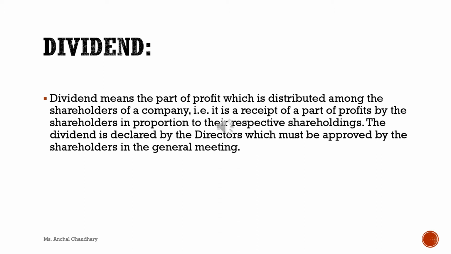Dividend means the part of profit which is distributed among the shareholders of a company. The dividend is declared by the directors, which must be approved by the shareholders in the general meeting. So, dividend refers to an award or cash that a company gives to its shareholders, right? Dividend can be issued in various forms such as cash payments, stocks, or any other form. And dividend is usually a part of the profit that the company shares with its shareholders.